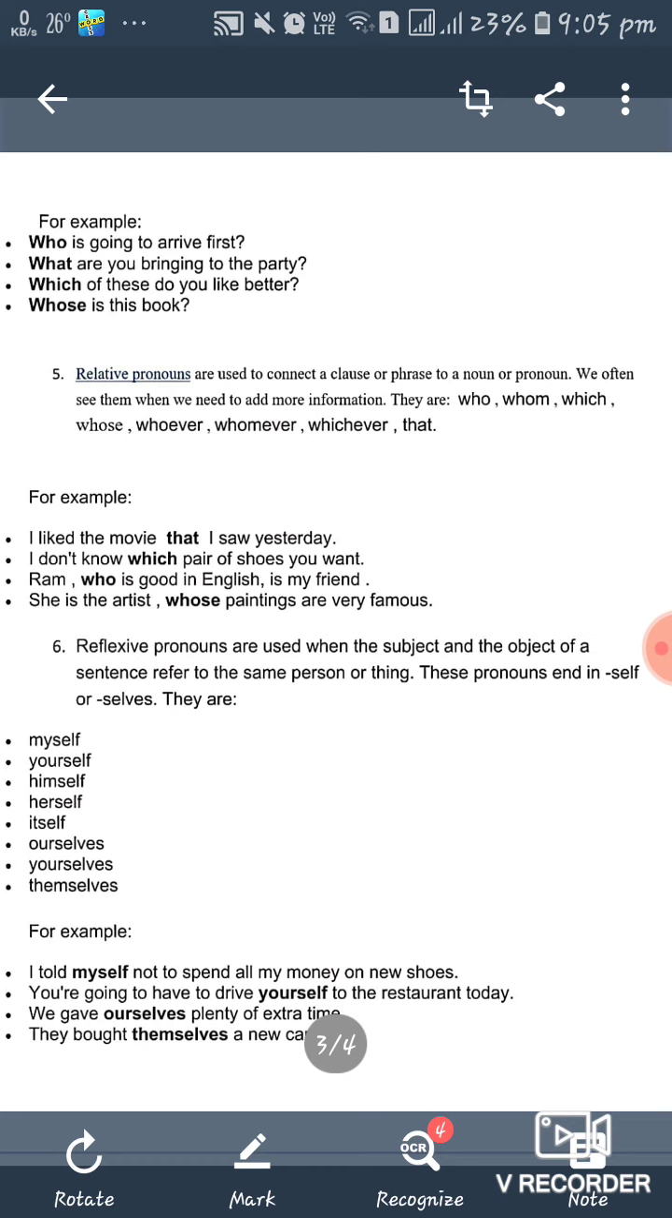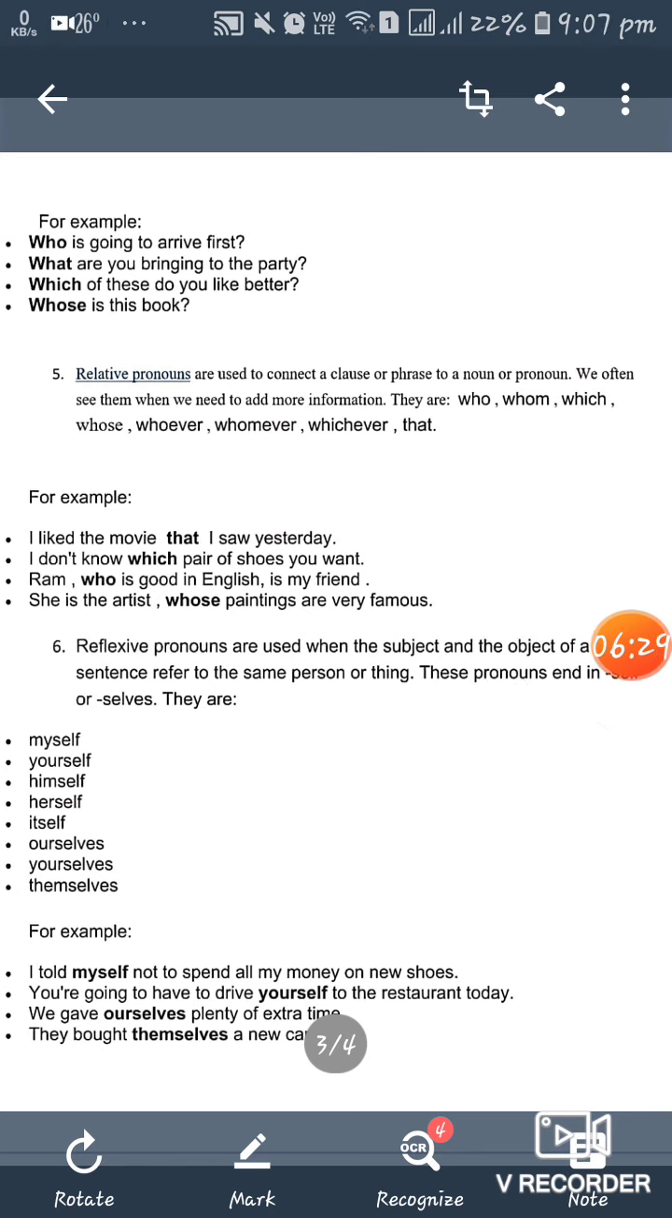Keep it in mind that whenever we are talking about things, non-living things, we will use that or which. But when we are talking about people or living things, we will use who, whose, whom. But when we are talking about non-living things, we will use that or which. Clear till here? Alright, let's proceed to the last one, reflexive pronouns.